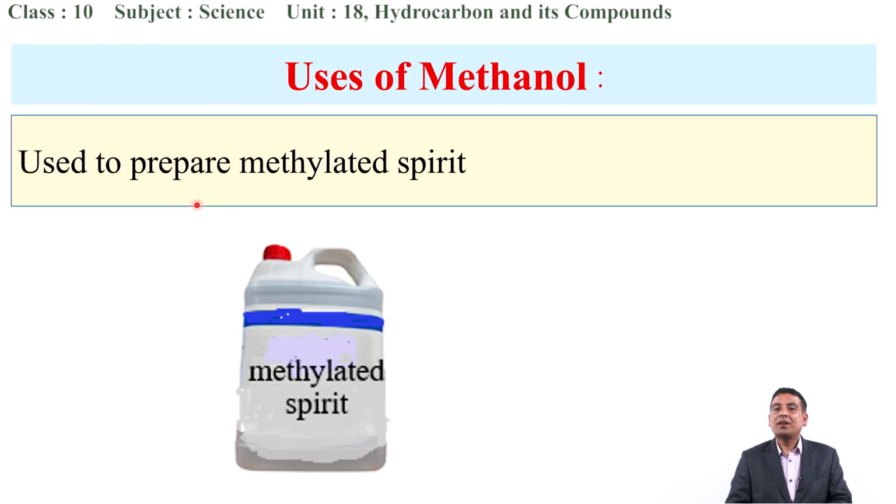Not only this, methanol is used to prepare methylated spirit. Spirit is a chemical which is used as what? It is used to sterilize the medical equipments. So, to make the methylated spirit.